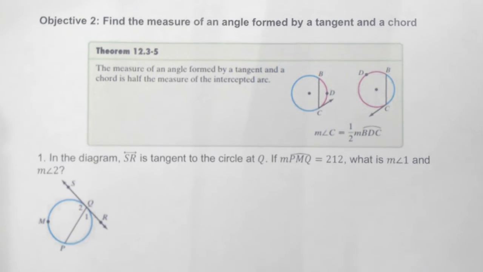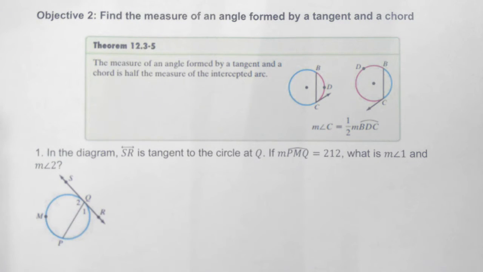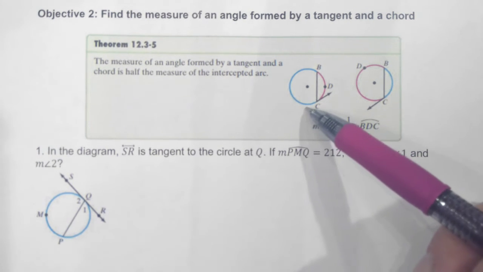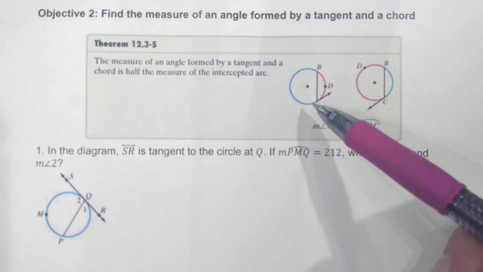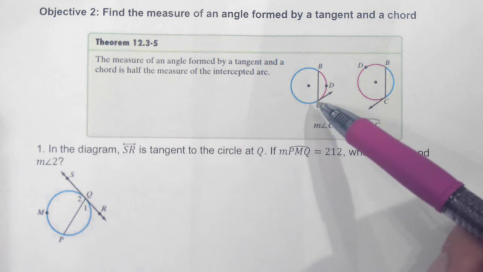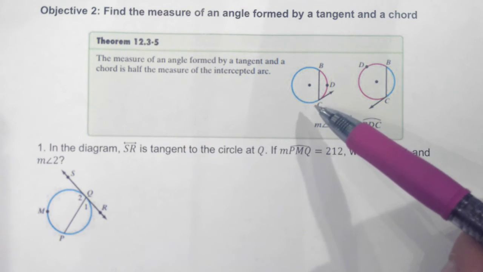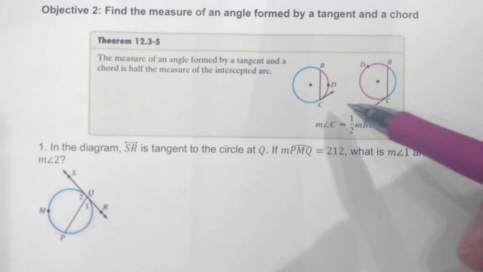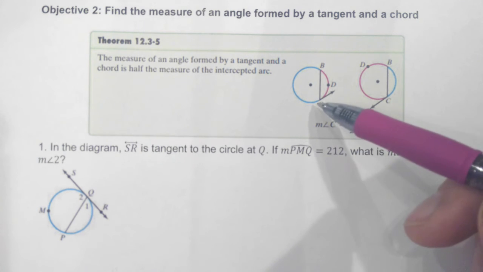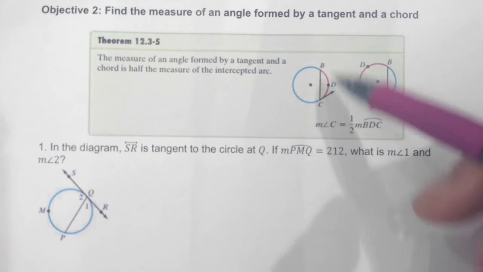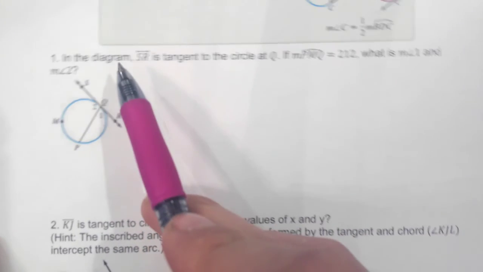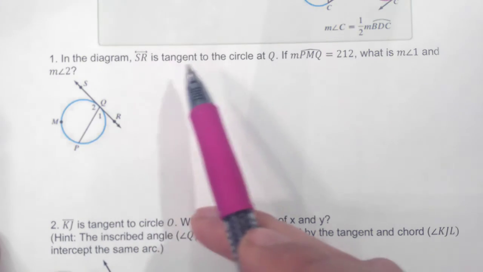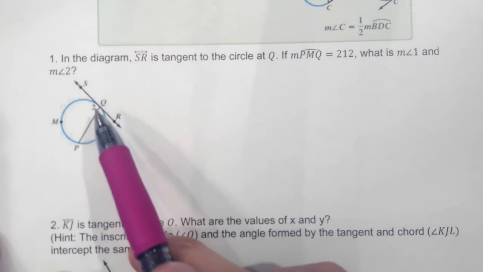Okay, the last objective: find the measure of an angle formed by a tangent and a chord. So we're going to have a tangent. Remember, a tangent is a line or a ray or anything that intersects a circle at exactly one point, and it's got to be outside of the circle. So it is very similar. If you have a tangent and a chord, the angle is going to still be half of the arc that it intercepts. Okay, so it says in this diagram, line SR is tangent to the circle at point Q.